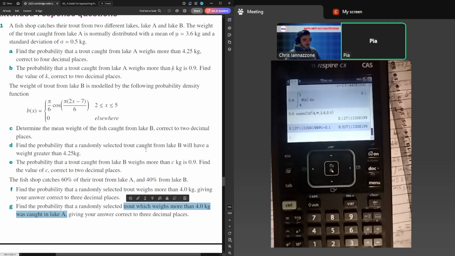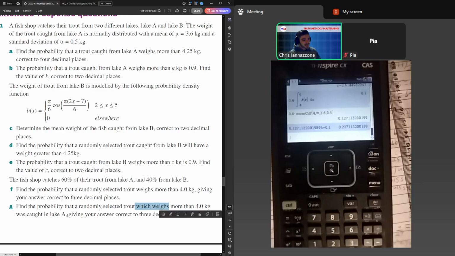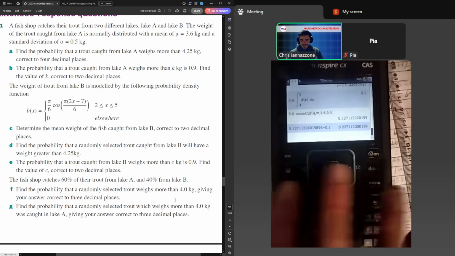You can say it. Yeah, okay. So this one's actually conditional probability. Normally we think about the word given, but fundamentally conditional probability just means find the probability of something given that we know something else has already occurred. So the phrasing of this is such that you want to find the probability of being caught in Lake A, but we already know ahead of time that it was more than 4 kilos. So it's actually a conditional probability.